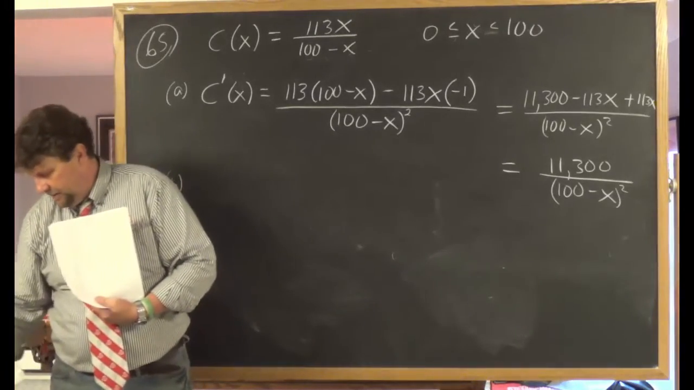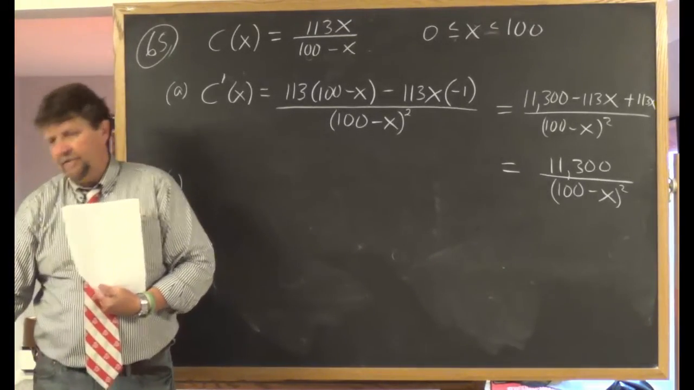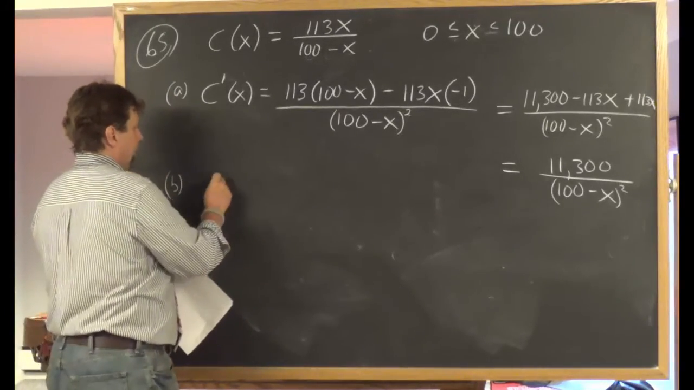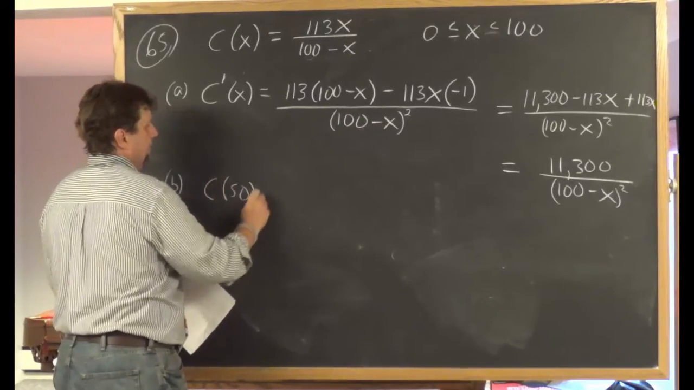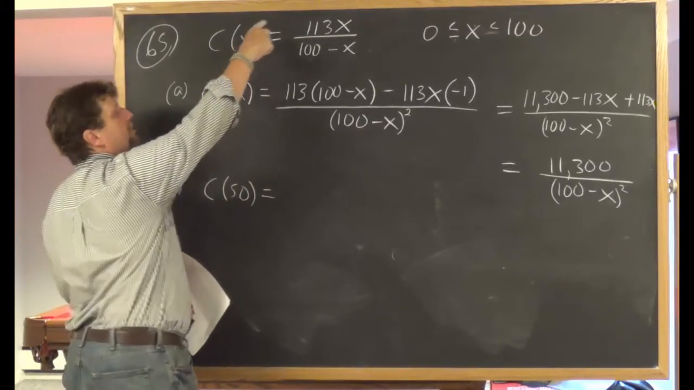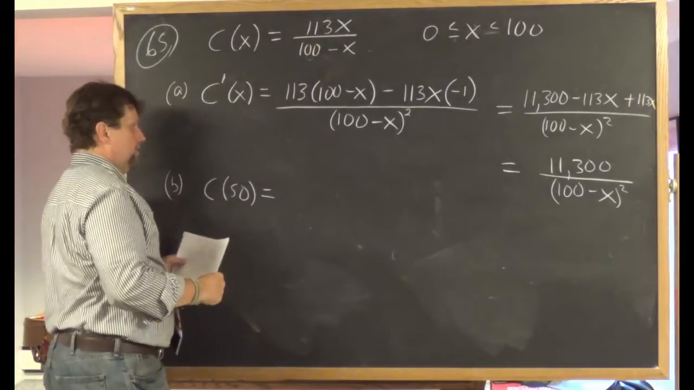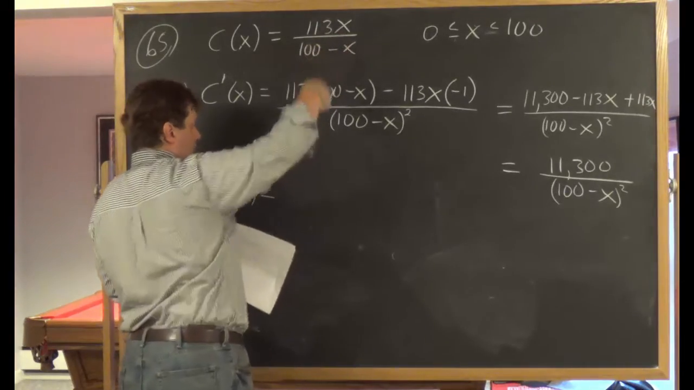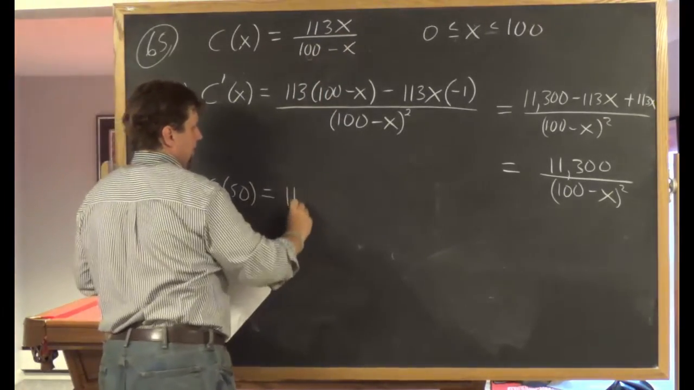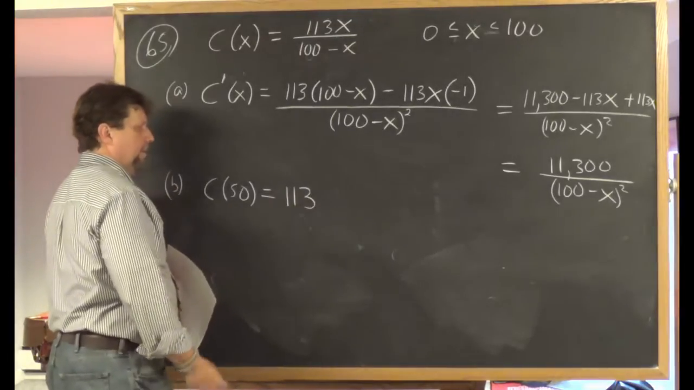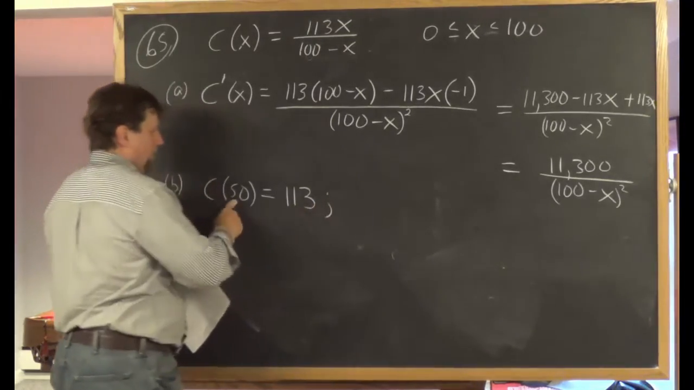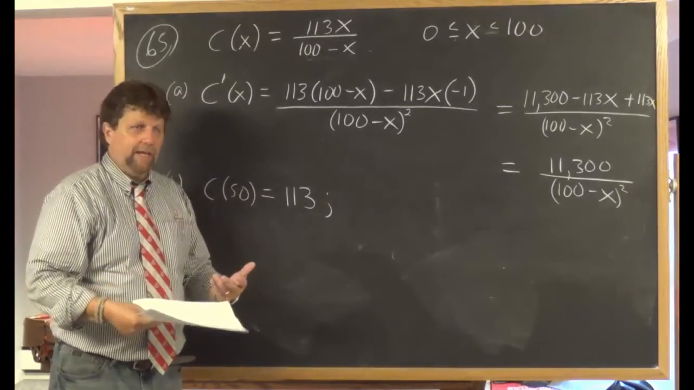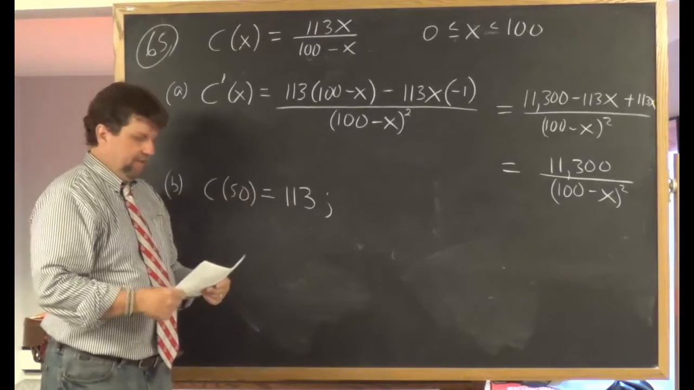See, Part B, you're supposed to evaluate the C of 50 and the C prime of 50, and interpret each. So here we go. First off, evaluate the C of 50. So you have to take 50, put it into the original function for the x's, and you should get C of 50. See, if I put 50 in here and 50 in there, I crank it through my calculator, I get 113. Well, what does that mean? Remember, x represented the amount of pollution removed in percentage, and this is the cost in thousands of dollars.